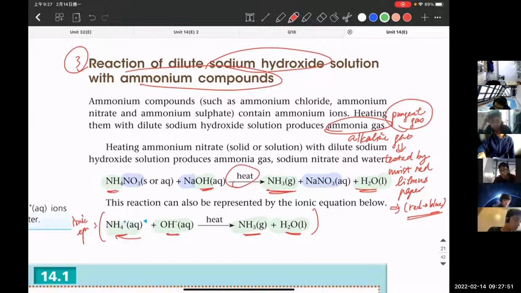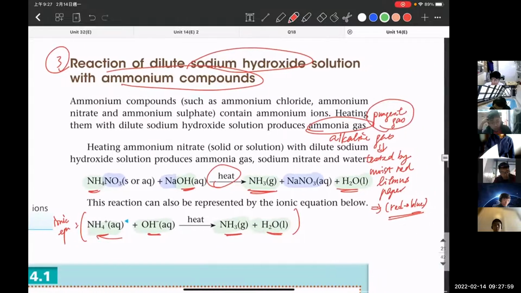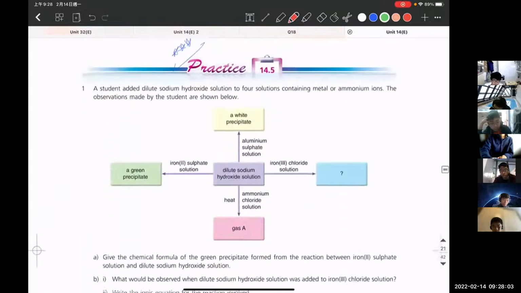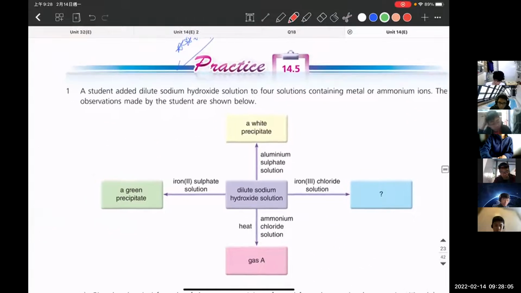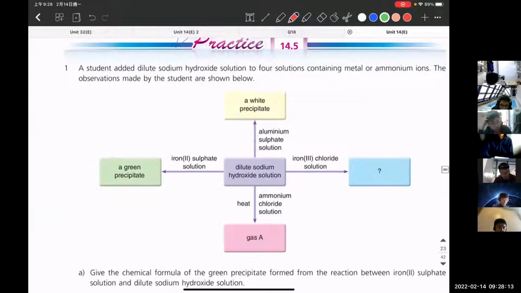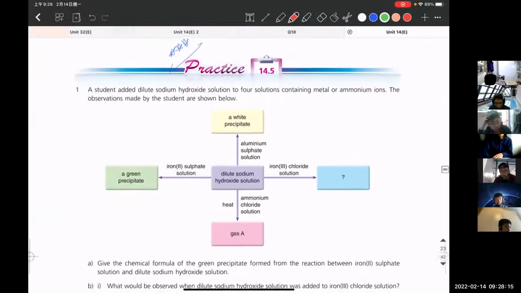Any questions? Now that's the end of the lecture today. I would like to draw your attention to class practice 14.5. Try to do it now. This is on page 24. Let's have a try.